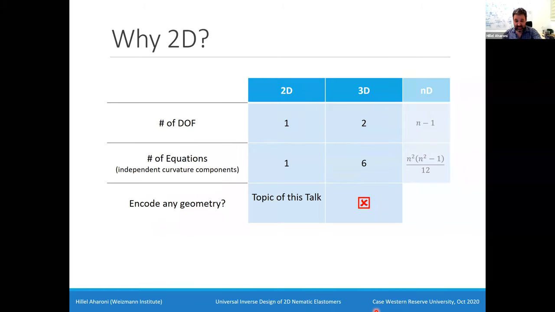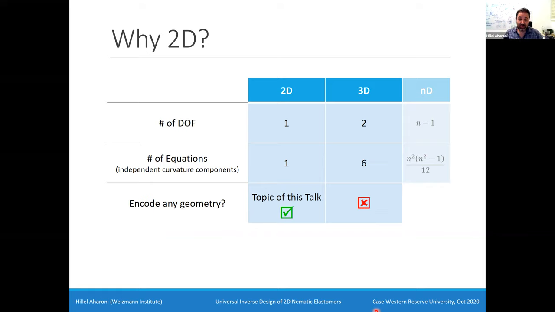So basically, the topic of this talk will be to show you that I can make any geometry with a 2D nematic elastomer, any 2D geometry. I will show you that later. And another issue is, okay, we're not able to make any three-dimensional geometry, but we can make some of them, a very small amount of them, but we can make some three-dimensional geometry.